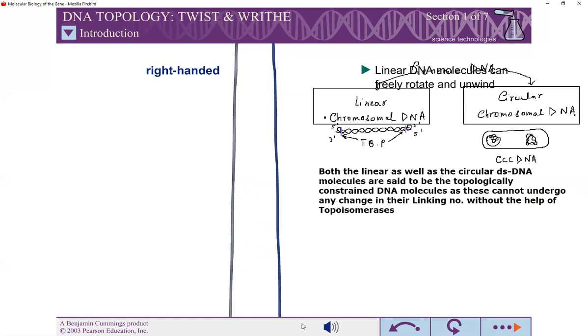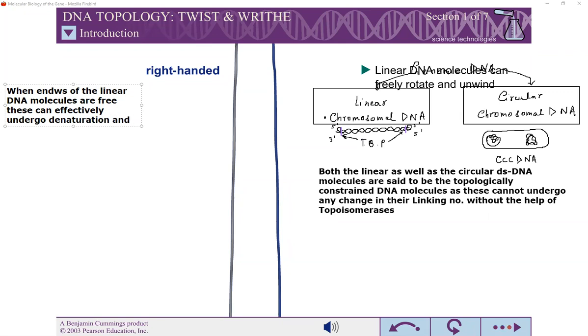So please note it down here that when the ends of linear DNA molecules are free, these can effectively undergo denaturation and separation.